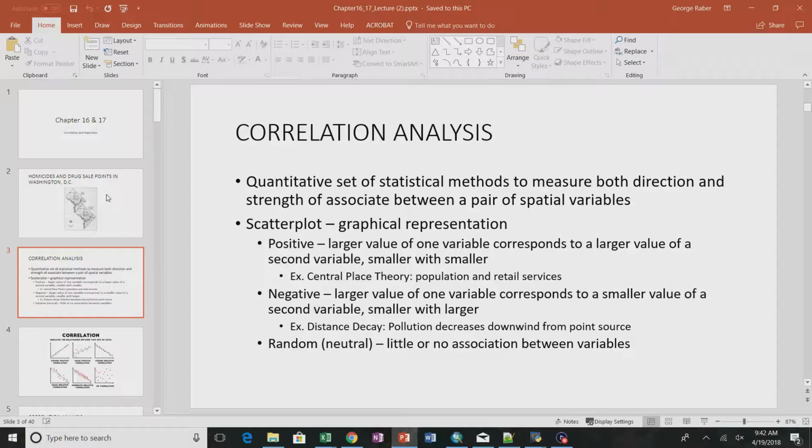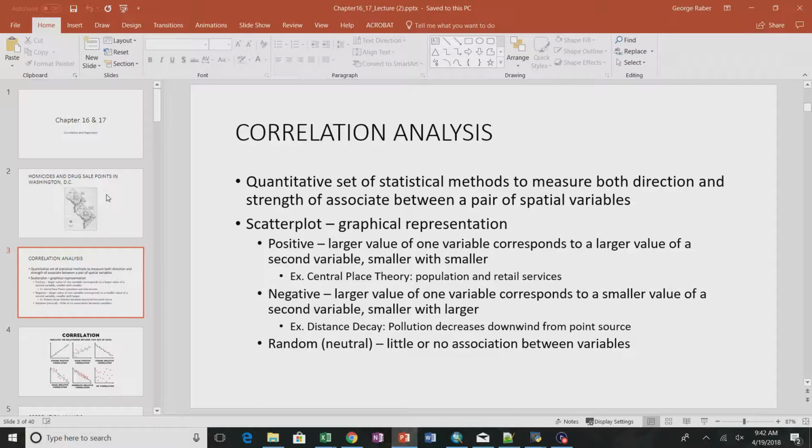With a negative correlation, the larger value of one variable corresponds to a smaller value of a second variable. In other words, as one increases, the other decreases. Here's a distance decay example: pollution decreases downwind from a point source. So as we travel further away, as distance increases, pollution decreases.